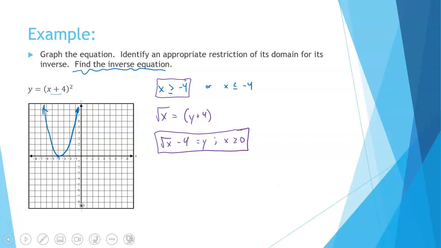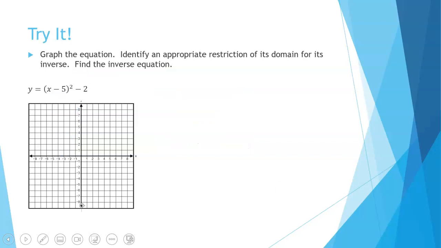All right, so let's go to the next example. I actually want you guys to try this one on your own. There's two translations going on here. So figure out where that new location would be, and then do your best to figure out what the restriction in the domain would be.